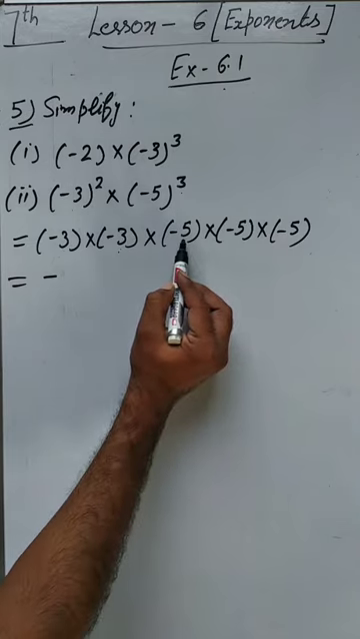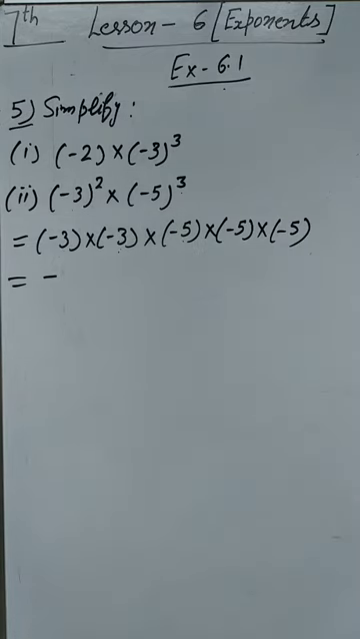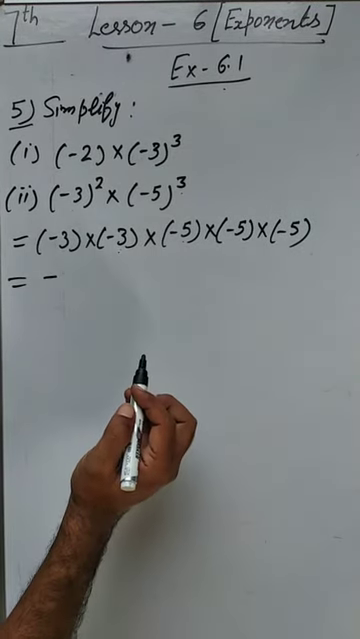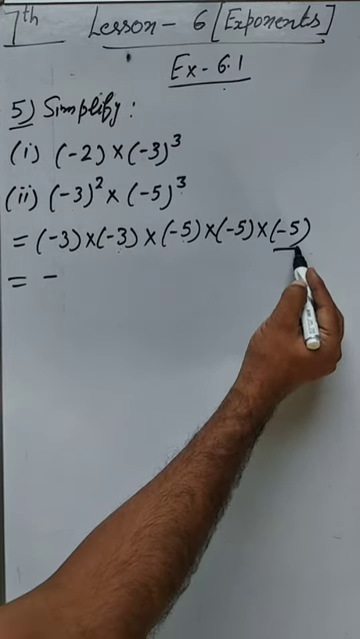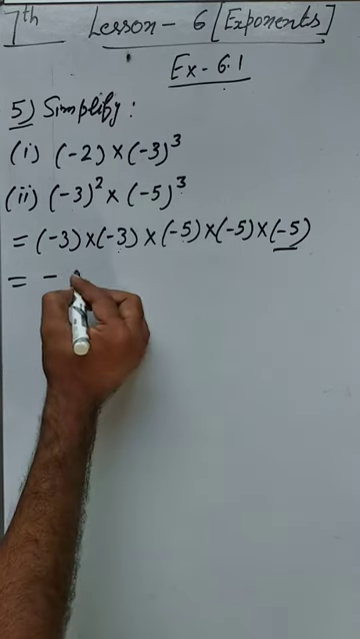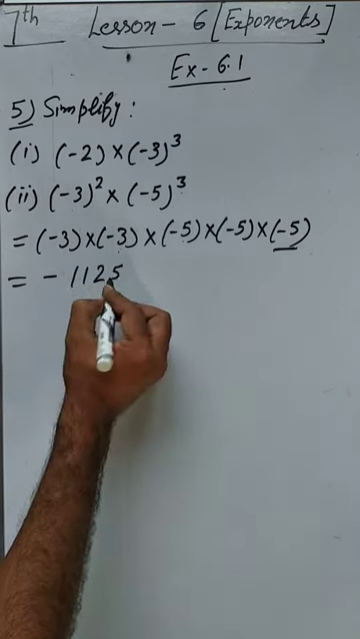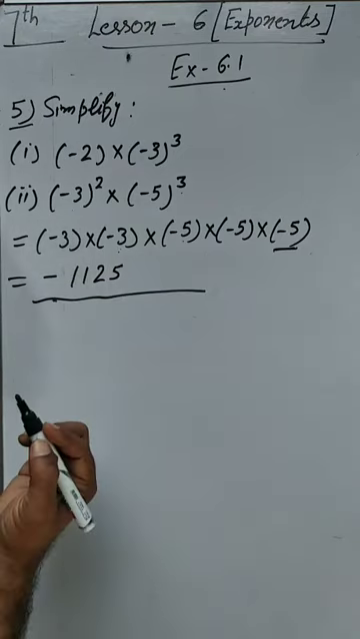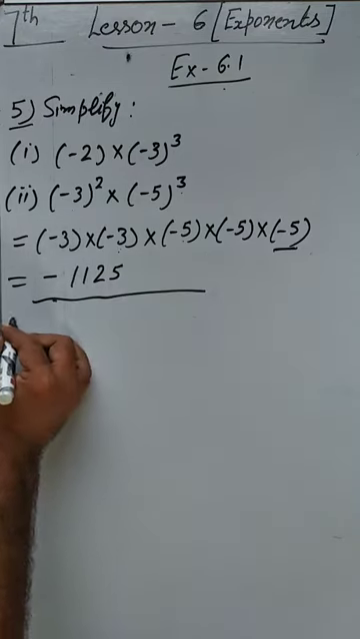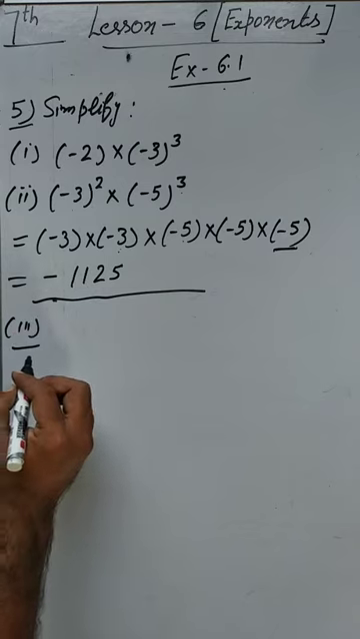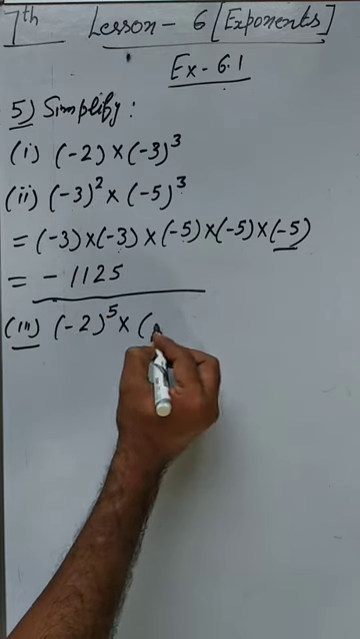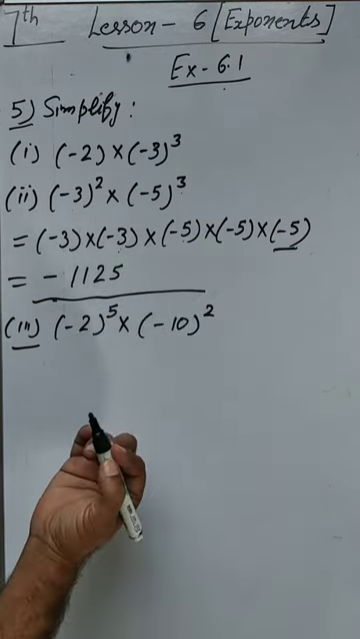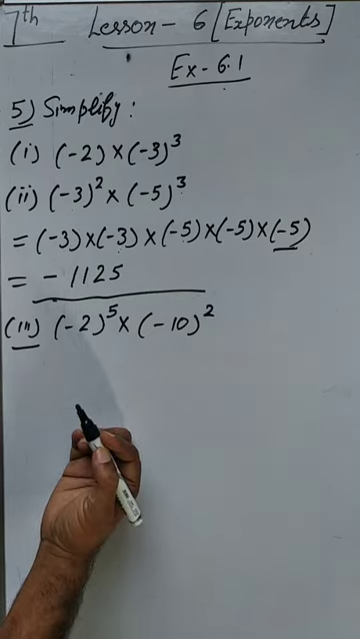9 into 5, 45. And 45 multiplied by 5, beta, it is 225. And 225 multiplied by 5 will be 1125. Okay. This is your answer. Very simple. And its third part is beta minus 2 raised to power 5 multiply minus 10 raised to power 2. Very easy. You can try it by yourself.